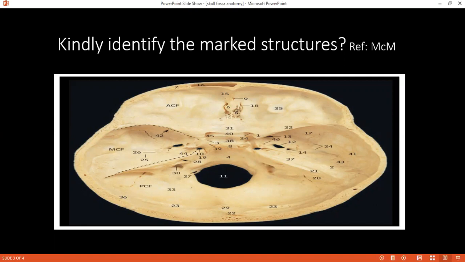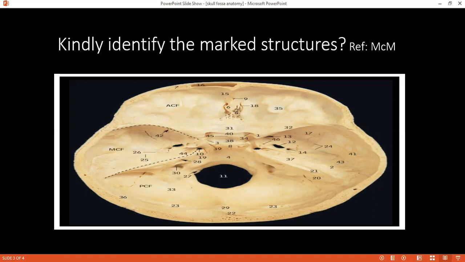Then the middle cranial fossa includes the sphenoid bone and then the two temporal bones. It is bounded anteriorly, anterolaterally by the lesser wings of the sphenoid, and then anteromedially by the limbus of the sphenoid bone. Okay, can you please move on and tell me the boundaries of the middle cranial fossa, please?